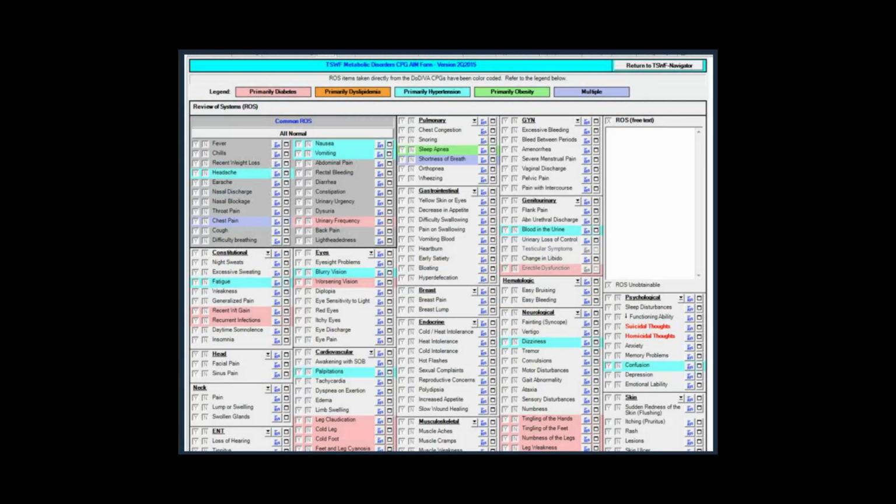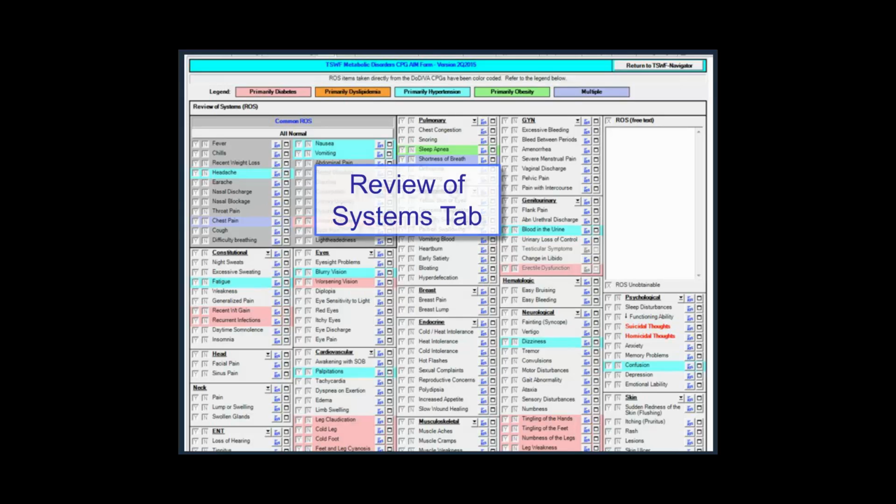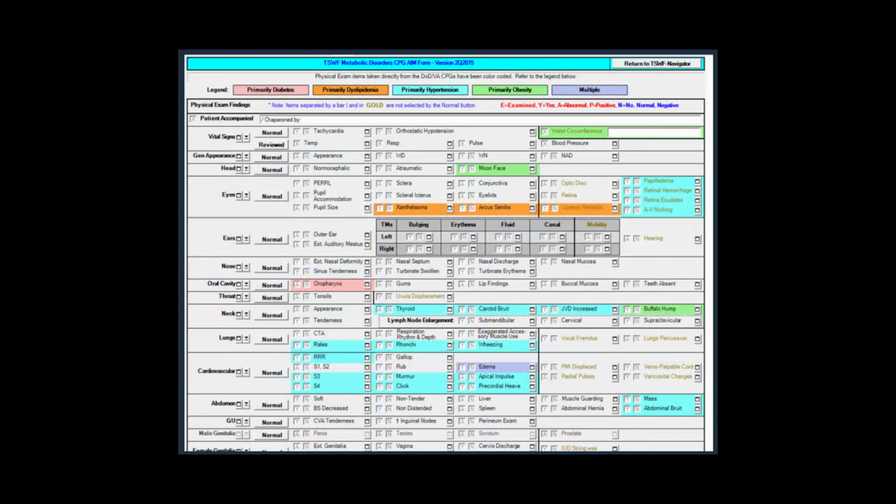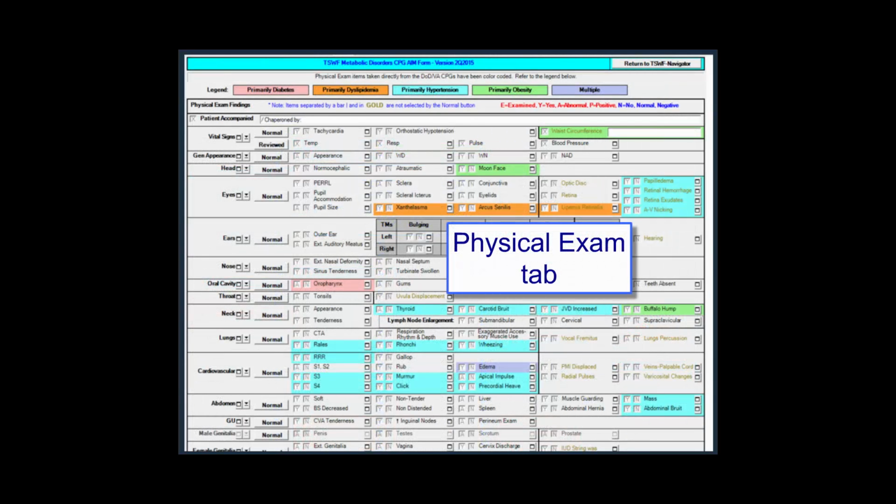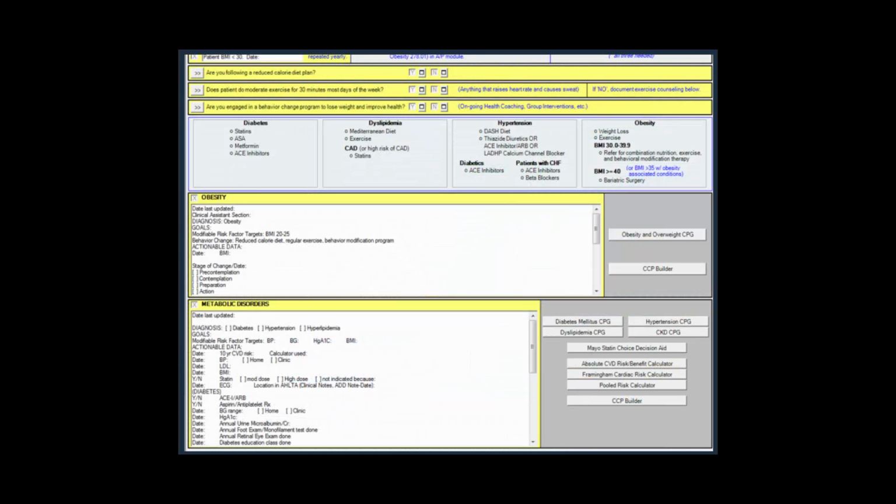Second, there are some additions to the Physical Exam and Review of Systems tabs to make it easier to document specific history and exam elements that are called out in each of the guidelines. We've color-coded any element that is mentioned specifically in a particular CPG. Now we aren't saying that that's a complete exam for the condition, but they are mentioned explicitly in the clinical practice guideline. And some of these specific elements aren't found on the basic exam or ROS on the core AIM form.